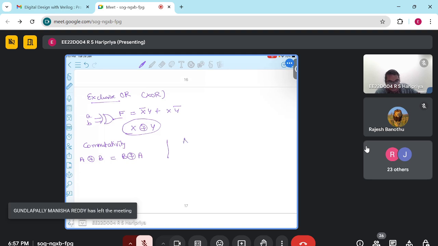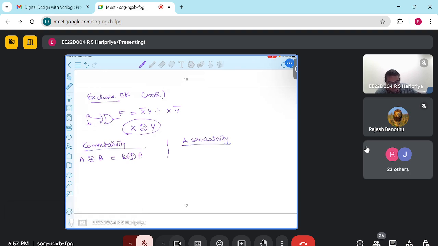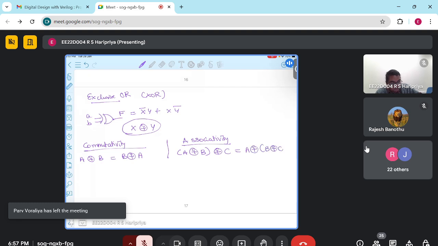Next, associativity, that means based on the order of evaluating the expression. So first you perform A XOR B, then perform the C, or perform A, B and C, which is equivalent to A XOR B XOR C.